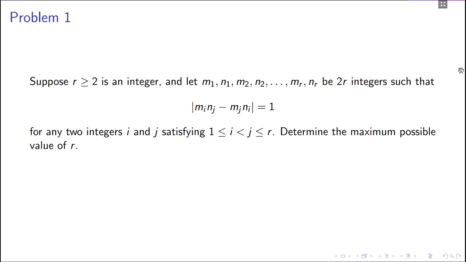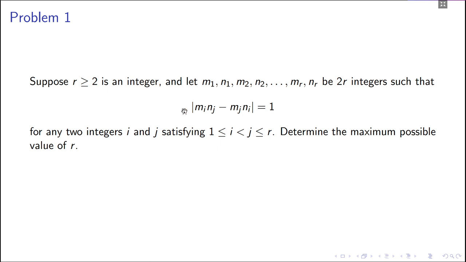So, basically, you are given a set of integers mi and ai, such that if you take any two pairs, it will satisfy this relation. Then it says to find the maximum possible value of r. This problem is actually the easiest problem of the paper, and I could solve it maybe in less than a minute. Just by looking at it, I know what to do.